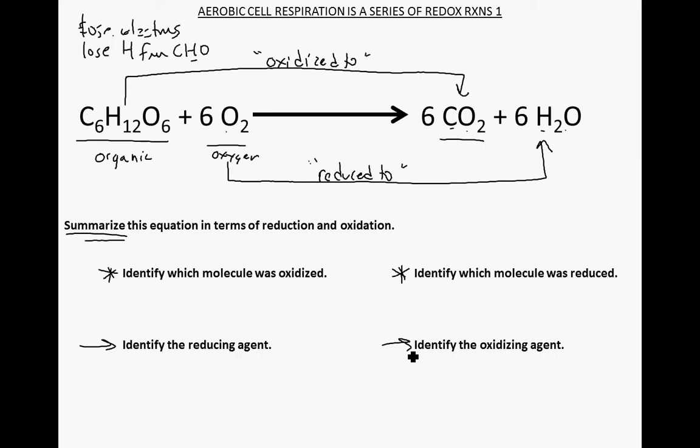Okay, if you are coming back from pausing that, identify which molecule was oxidized. You would say that the C6H12O6 was oxidized, and which molecule was reduced? Well, the oxygen was reduced. And when you oxidize this glucose over here, you would end up getting CO2. When you reduce oxygen, then you end up with water. So the reducing agent, the thing that was giving up its electrons, this is the same answer, C6H12O6, and the oxidizing agent is oxygen.